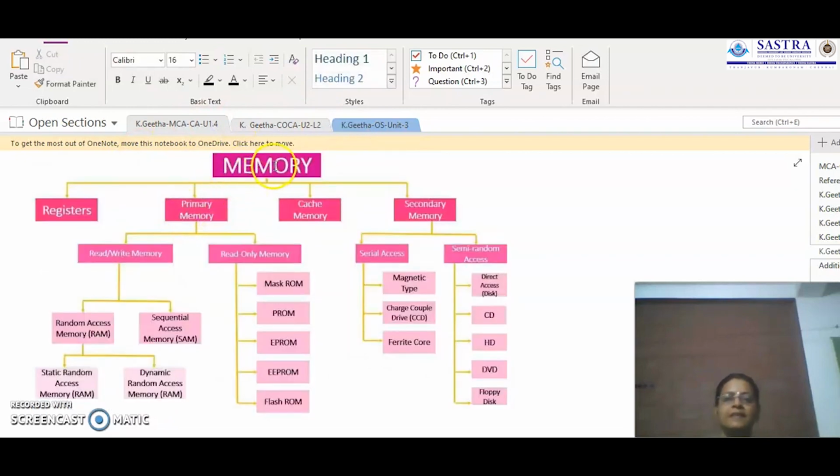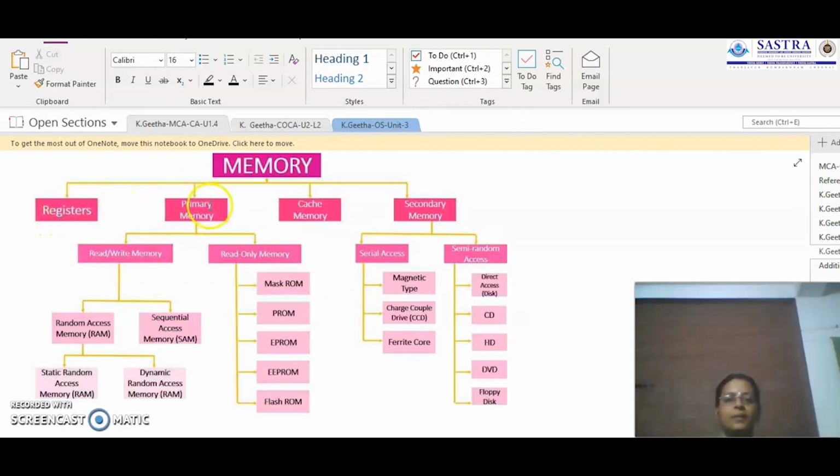This diagram explains the classification of the memory. As we all know, based on the levels, we have the registers, the primary memory, the cache memory, and the secondary memory. The registers are of course a hardware unit, limited in number and limited in size. It is the smallest memory available, it is the fastest memory, and it is the costliest one.